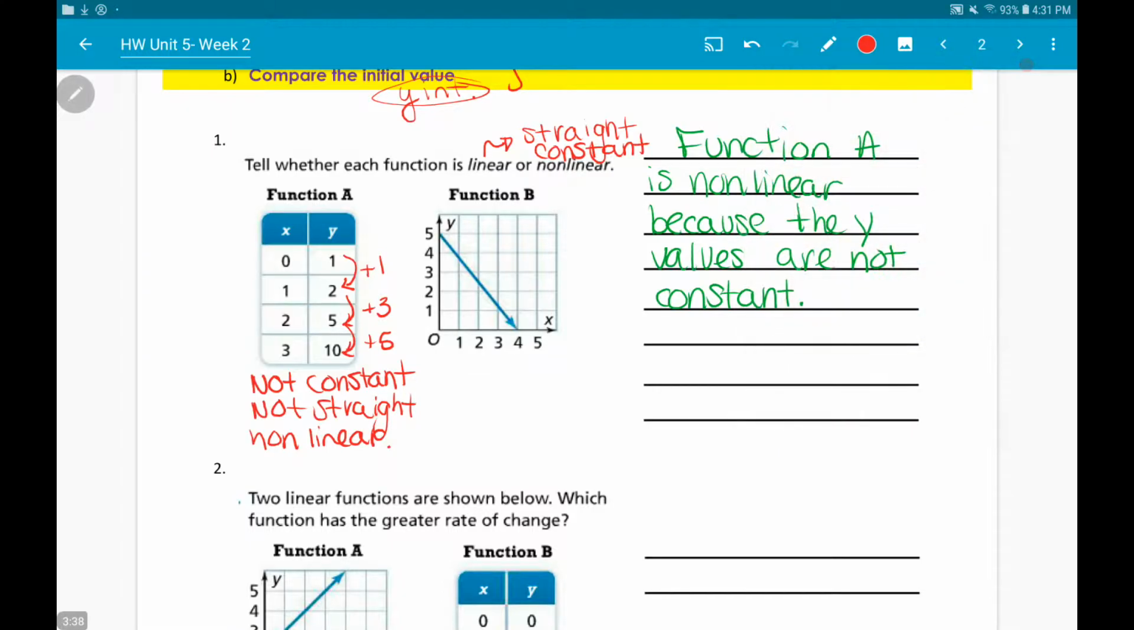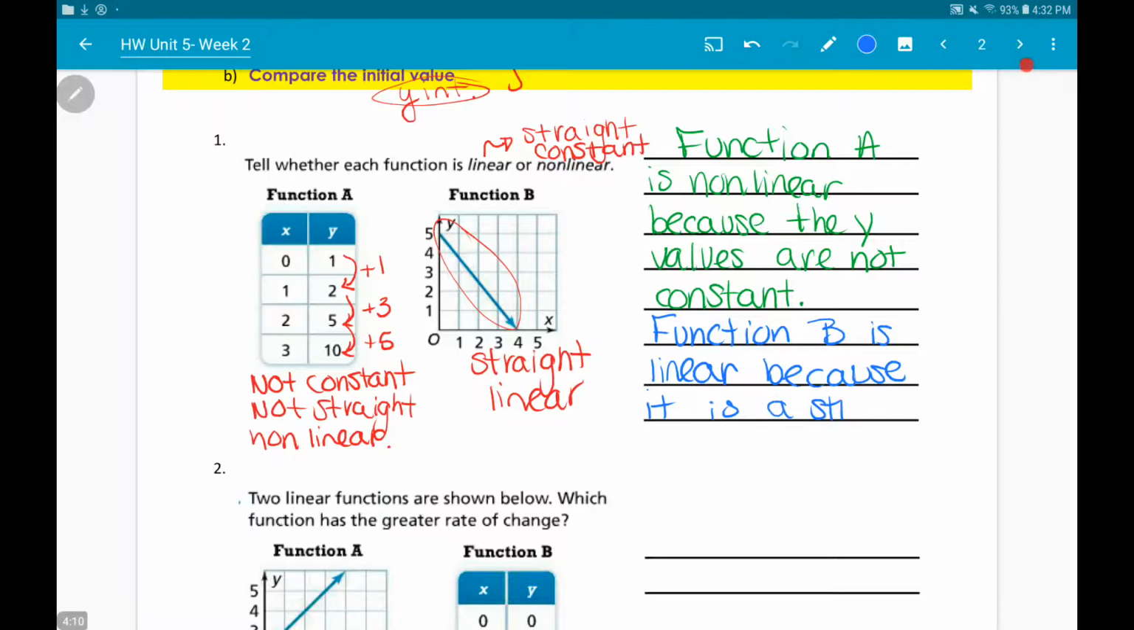All right, function B, I can just see by observing, and I can see that it is straight. So that means it is linear. All right, so I'm going to write my second sentence. Function B is linear because it is a straight line. All right.